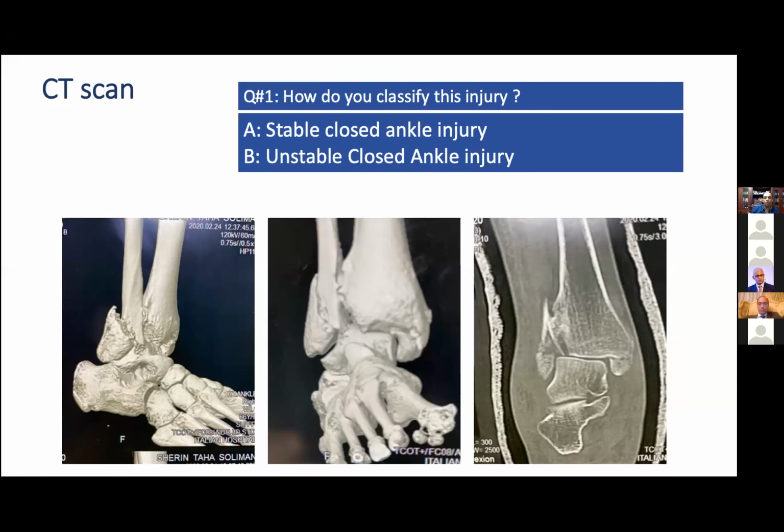So are you going to classify this injury as a stable ankle fracture or an unstable ankle fracture? Can you choose A or B? B, okay. It's an unstable ankle fracture. All of you agree this is an unstable fracture. That's nice. Okay. So before going to management of this patient, do you want some additional investigations for this patient?